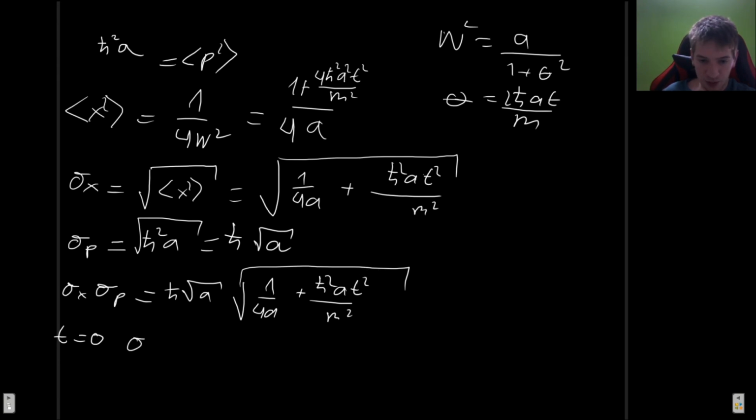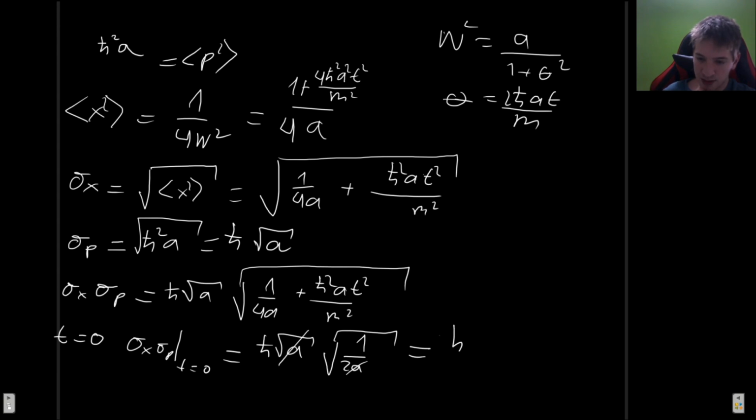At t equals 0, we get that sigma x times sigma p at t equals 0 is going to be h bar square root of a, and this whole thing right here will be 0. So we get times the square root of 1 divided by 2a. The square roots of a will cancel out, and we get that this is going to be h bar divided by 2. So we see that it's right at the bound. So that was it for this problem. It was a nasty one.